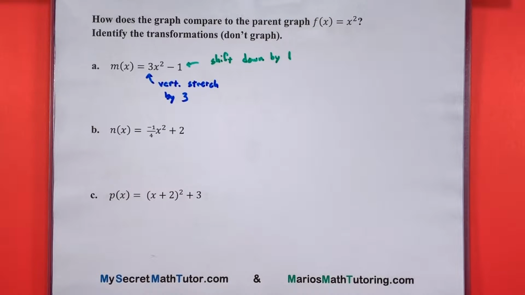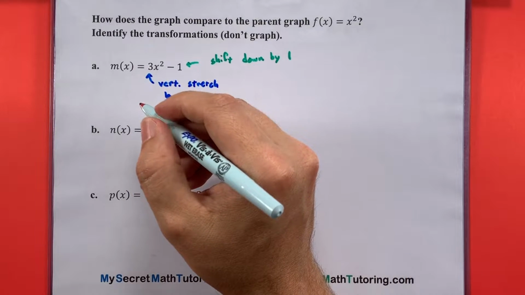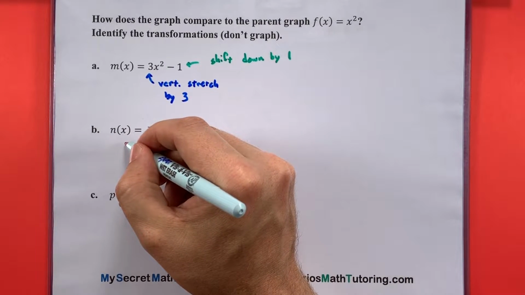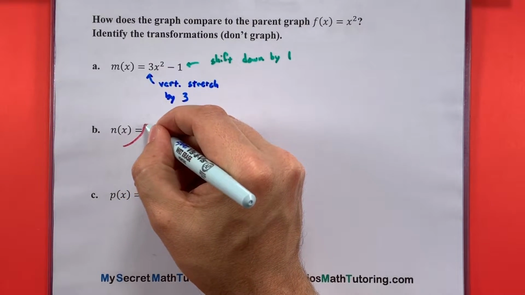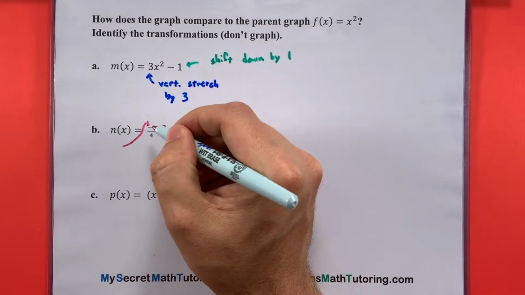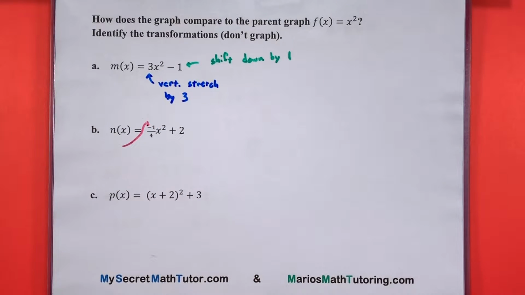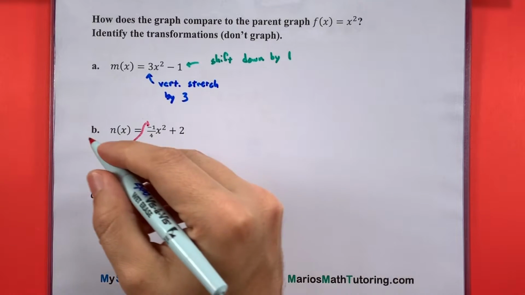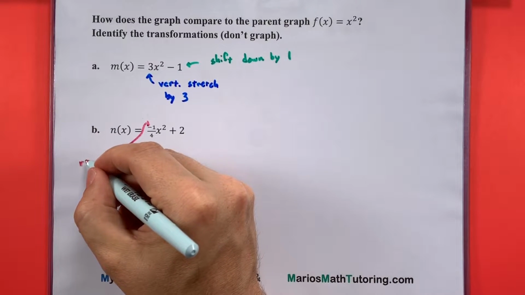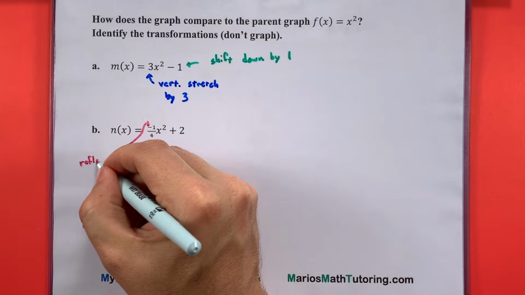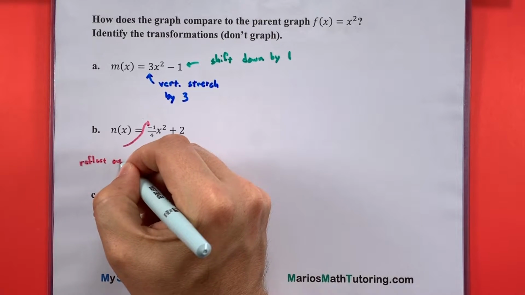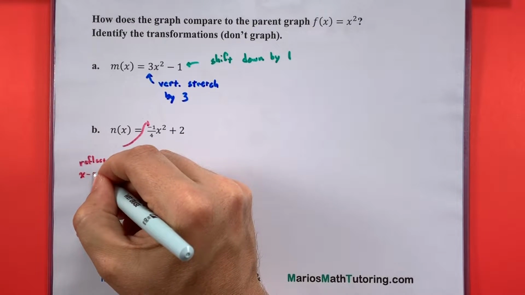All right, on to the next one. This one actually has what I would think 3 different transformations, so let's take care of them carefully one at a time. The first little transformation that I really want to point out is this negative sign. All right, see that negative on the negative 1/4? If you only look at just that negative sign, this is a reflection. So we will say that it reflects over the x-axis.